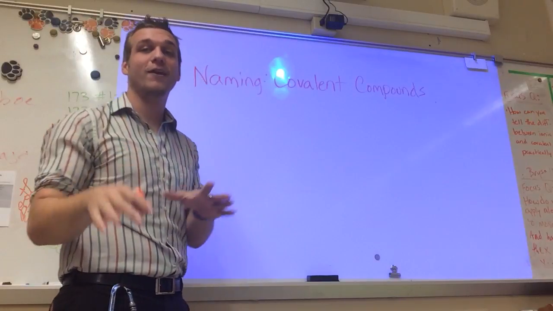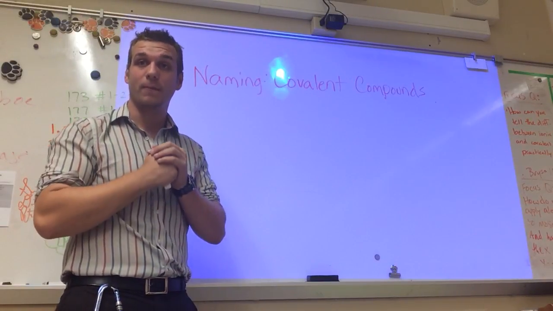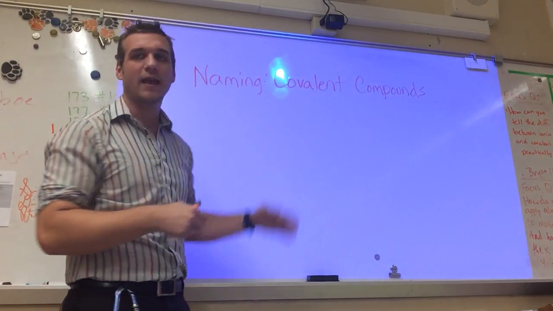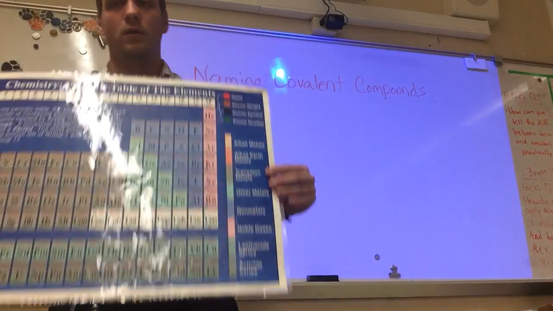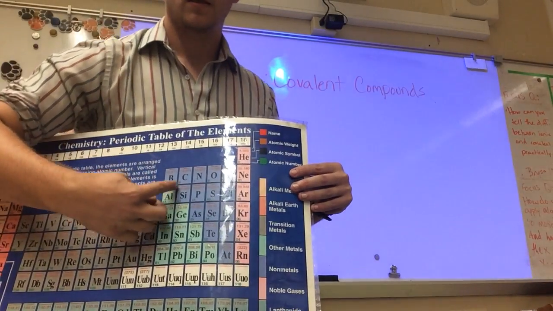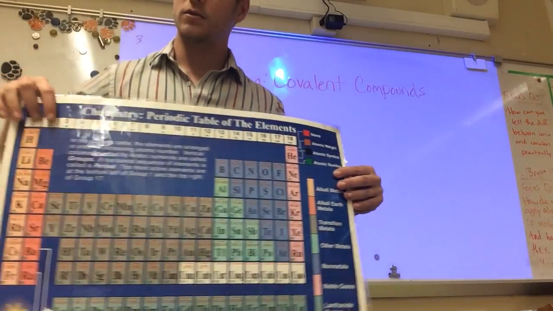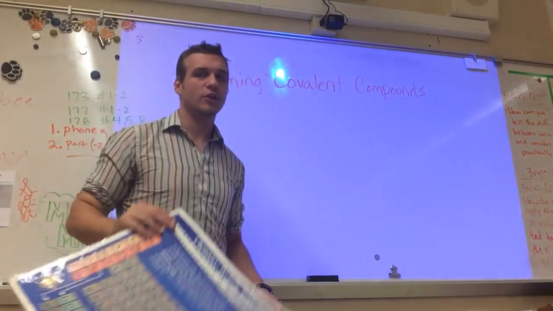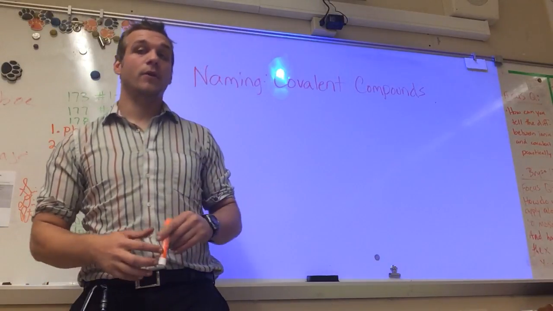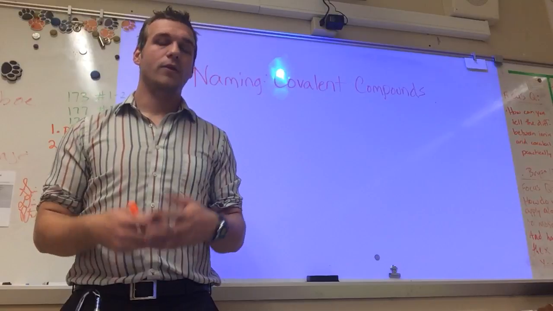So, covalent compounds is the very last one. When we look at covalent compounds, if you look at the periodic table, we're looking at all nonmetals. Covalent compounds refer to only nonmetals. Plus, if you remember, hydrogen is a nonmetal. So anytime those are hanging out without anything ionic or any metal, those are covalent compounds.